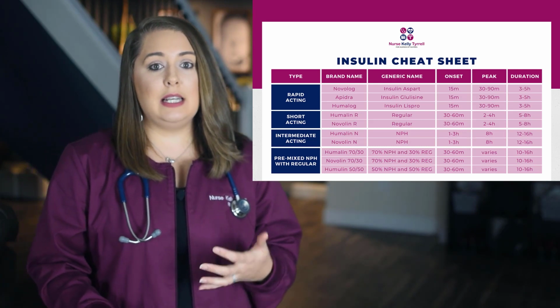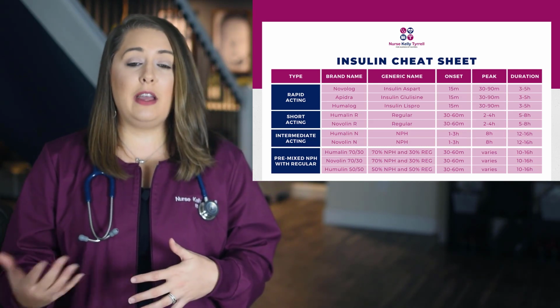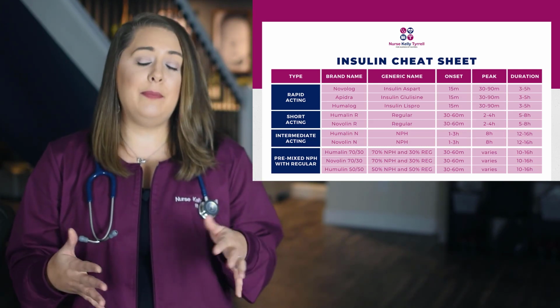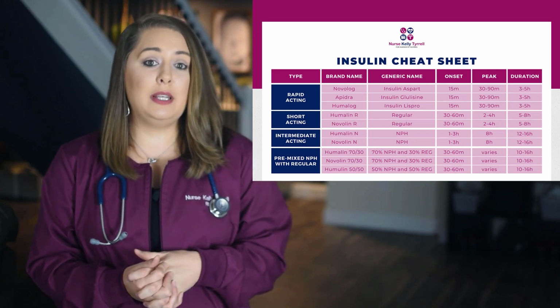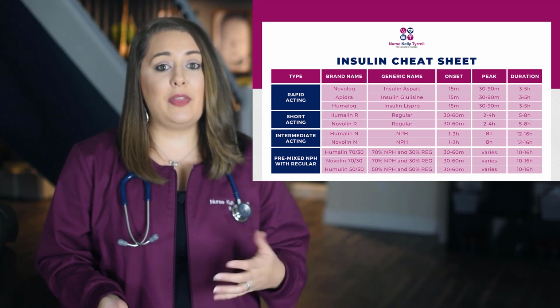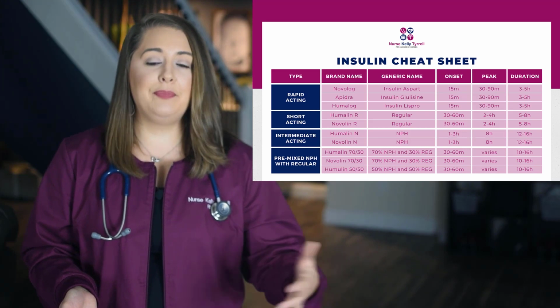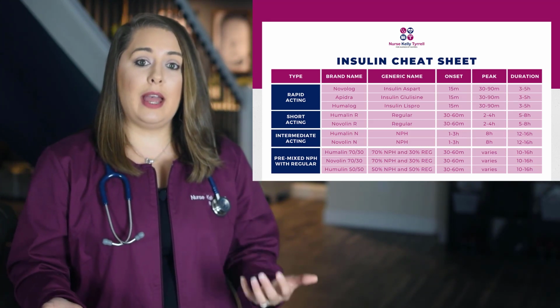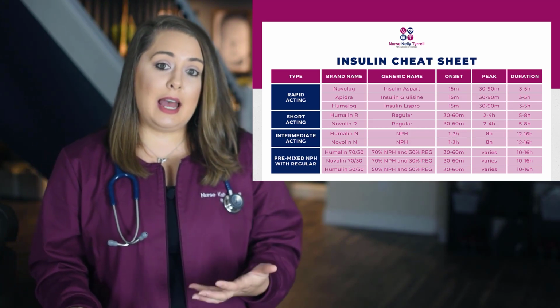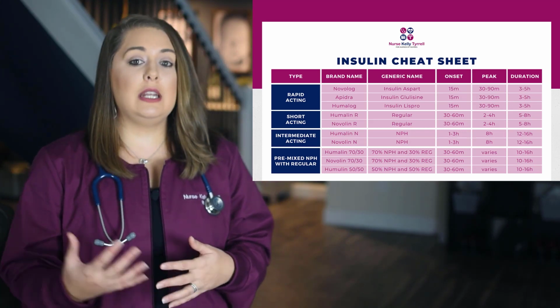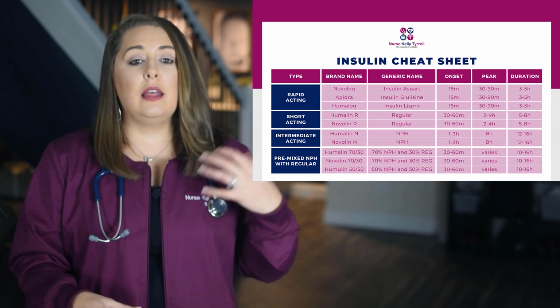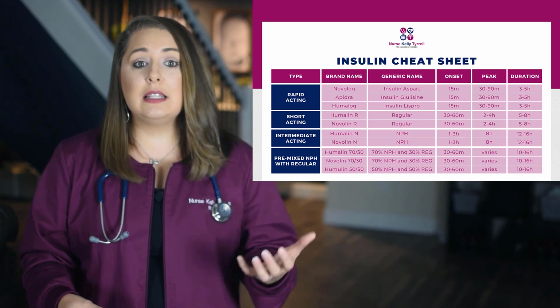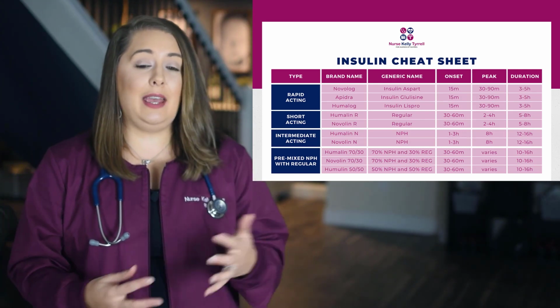And the third type of insulin is the intermediate insulins, which provide glucose control for about half of the day. So these insulins are typically given twice a day, and usually they are combined with a rapid or short-acting insulin. So these insulins are going to be cloudy, and their onset is 1 to 3 hours. The peak is 8 hours, and their total duration is 12 to 16 hours. And the most common intermediate acting insulins are the NPH and Lente.